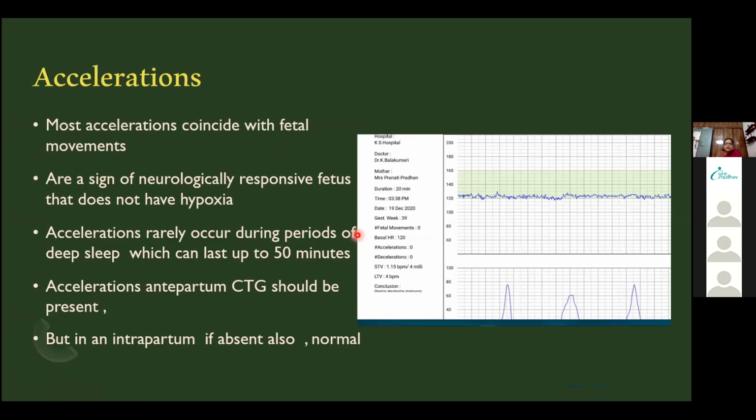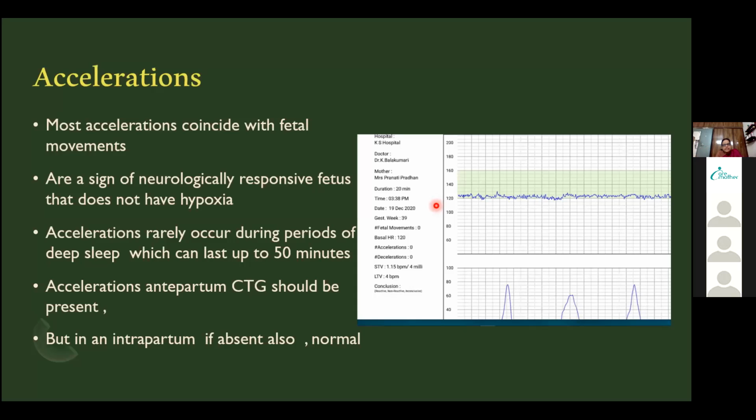Accelerations may not occur during the period of sleep. So during the sleep time of the baby, which is usually taken as 50 minutes, the variability may be less, the heart rate may be a little on the lower side, and there may not be any acceleration. So in those situations, you repeat the CTG.